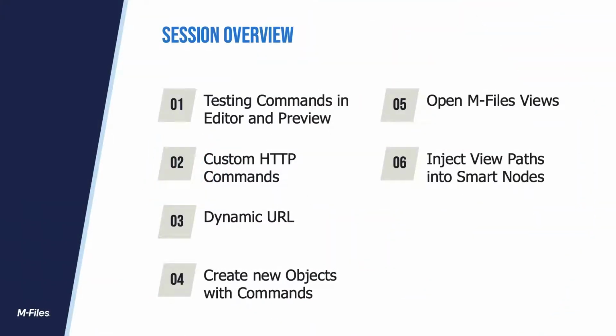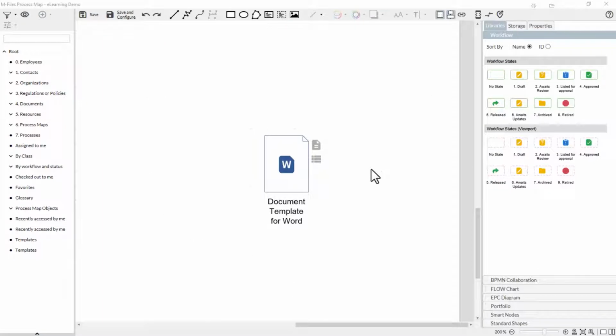This session is intended to give you a deeper understanding of the use of commands in the Process Maps Designer and in the map view. We'll show you how to extend and test your commands and how to use dynamic URLs with placeholders or metadata. You will learn how to connect your shapes with external links, views, and how to create commands that create new objects.